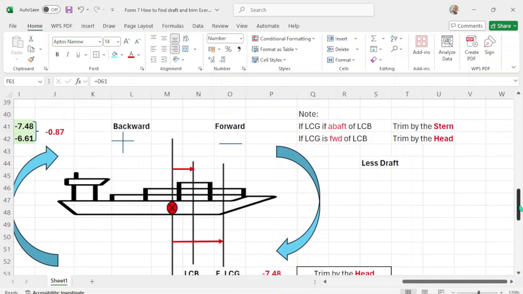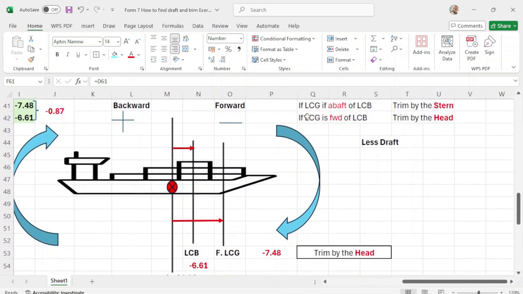The rule is, if LCG is above of LCB, now, where is LCG located? Is it above or forward? Is it above of LCB? No, it's not above. It's not behind, but it is forward. So LCG is forward of LCB. So it's ahead of LCB. Then you are trimmed by the head.